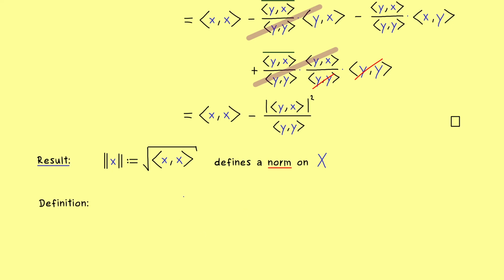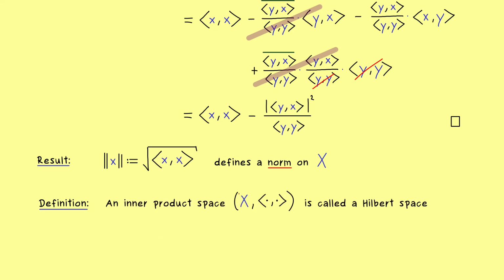Here it's good enough that we know that this norm is well defined, and then we can actually define Hilbert spaces now. So we take an inner product space and we call it a Hilbert space if it is also a Banach space, which simply means it's a complete space. So what we have is that X together with this new norm is a Banach space. And there we have it. Now you know what a Hilbert space is.